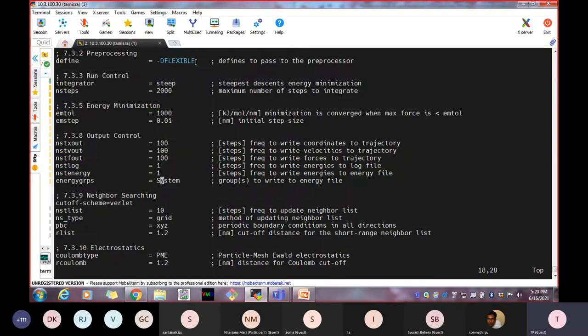Energy groups is something like, if your system has more than one component, for example two energy groups, you can define one component and the other component separately, and you can get all these values written in the form of groups in your energy file.